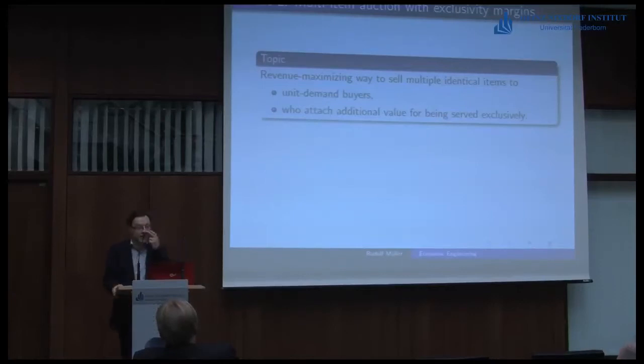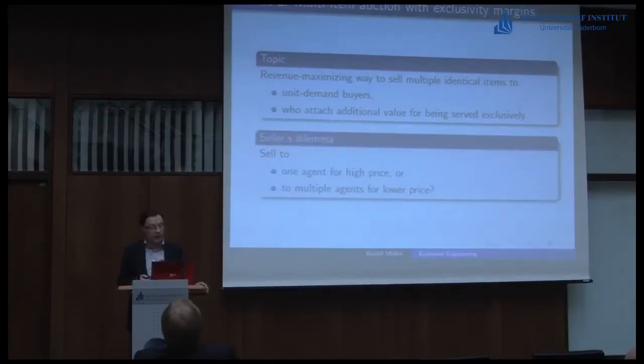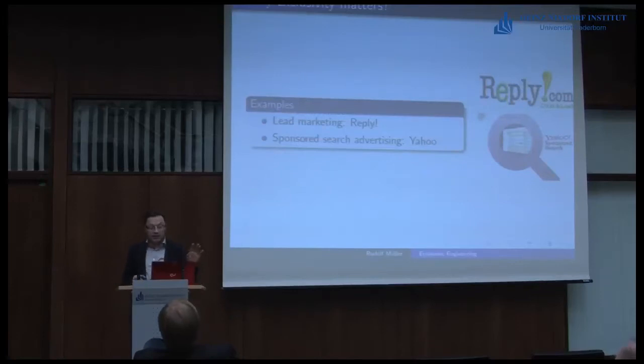So the question that we study is, what does the revenue maximizing way look like to sell multiple identical items to unit demand buyers who attach additional value for being served exclusively? Now, reply.com has, for whatever reason, decided that buyers can only make one bid, either exclusive or shared. Now, the first thing that you can do is you allow for both bids, but that is improving the situation. But what is the best way to do it? We don't know, but we know good ways to do it, and that I'm going to tell you. So this I can skip.